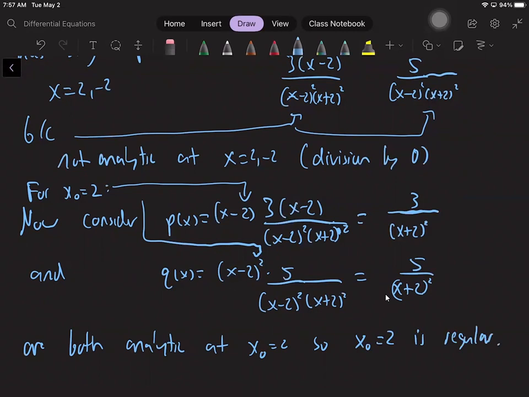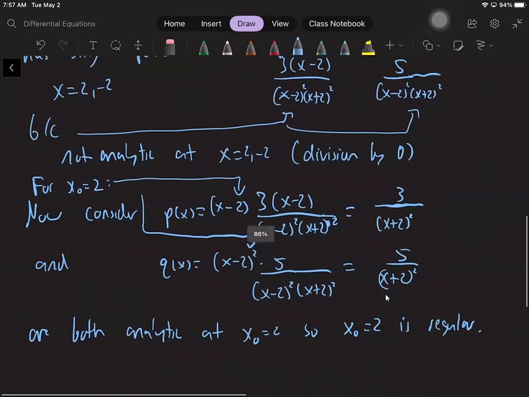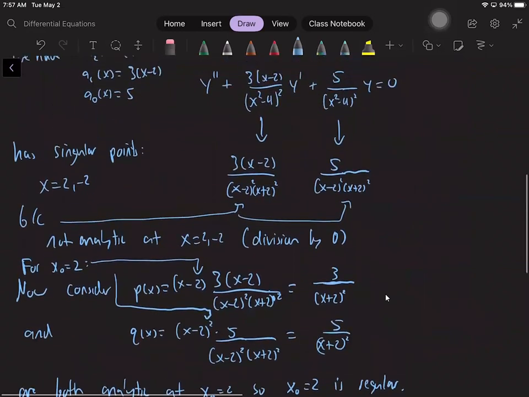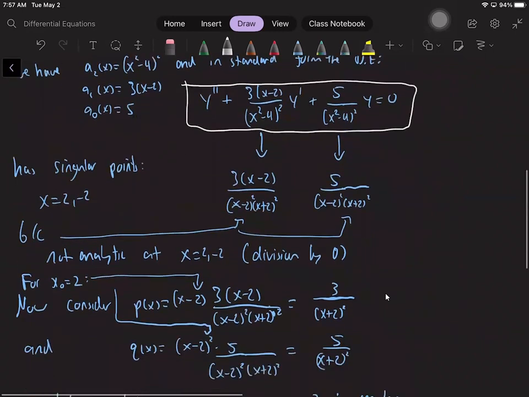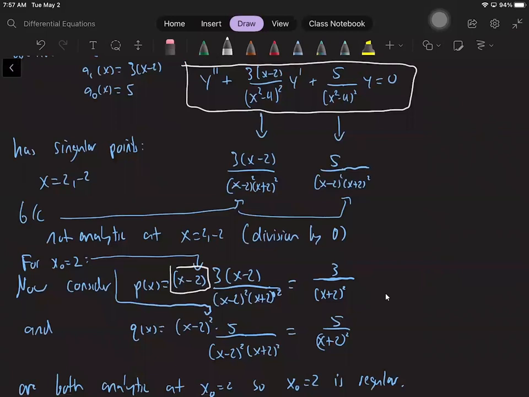Okay, so it seems like a lot to check, but it's really not, because if you just go back up to this form here, when I'm going to multiply by x minus 2, what I'm looking for is factors of x minus 2 on the bottom. What's going on here is I'm multiplying by 1, I need all of them to be gone for this to be analytic, and because this one is already here, I have enough to cancel them all away.